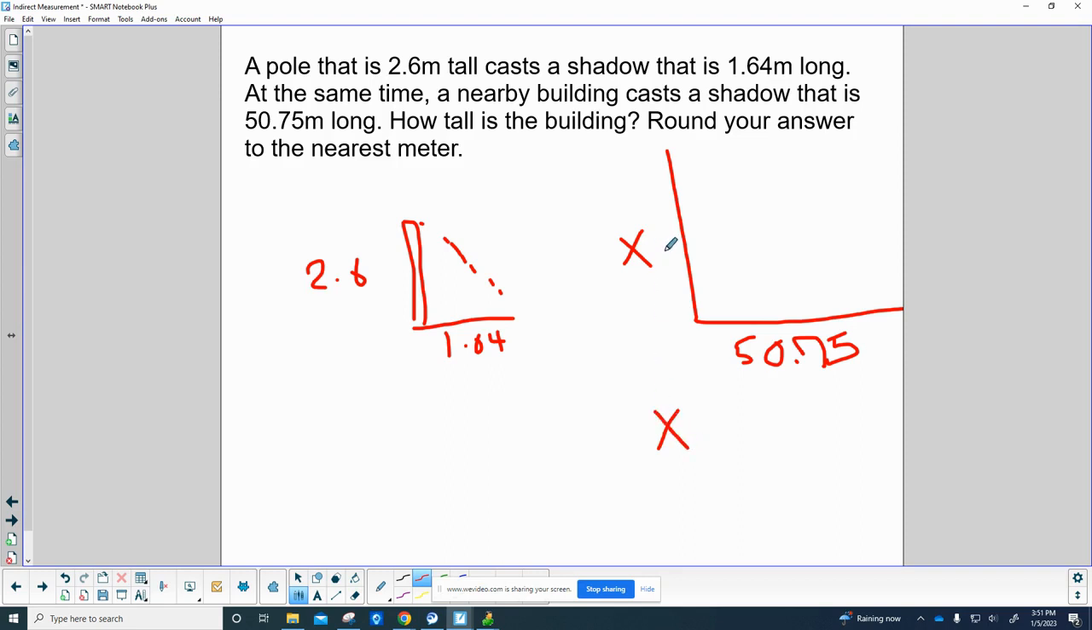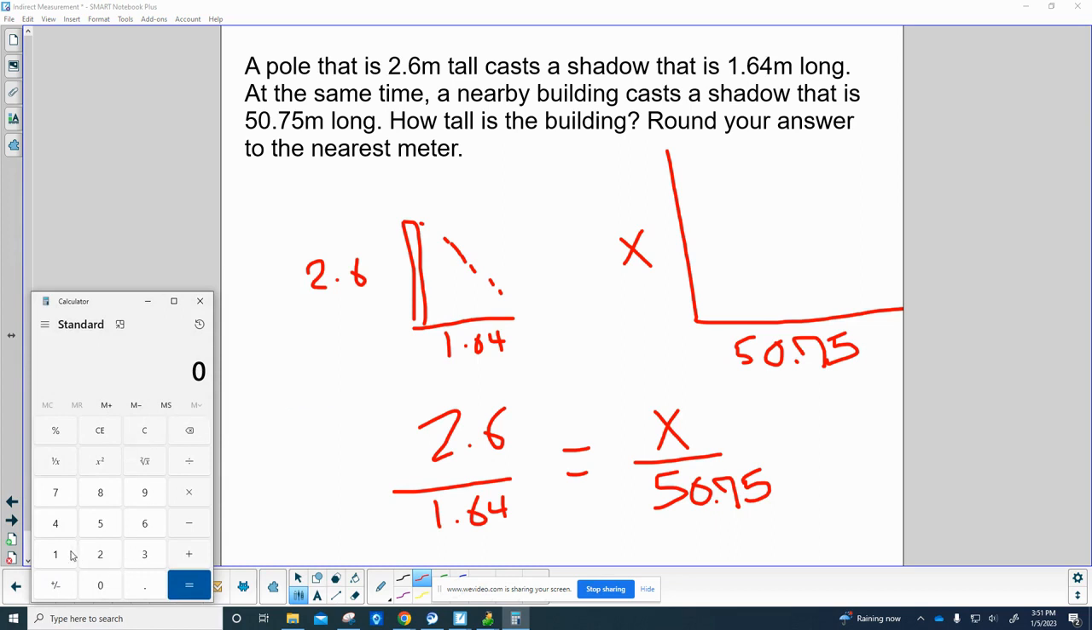So x on the right side corresponds to 2.6 on the left, and then 50.75 corresponds to 1.64. So let's get our calculator back out. Excuse me, we're going to divide by that. So first we got to do 2.6 multiplied by 50.75, and that equals 131.95. Now we divide by 1.64, and that equals 80.45. So we just round it to the nearest meter.